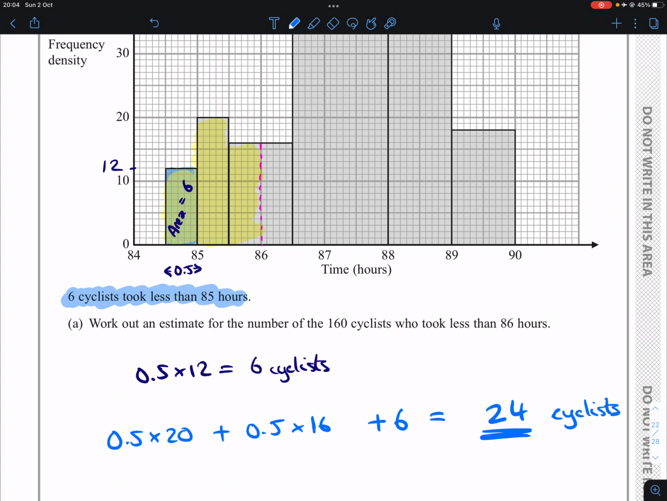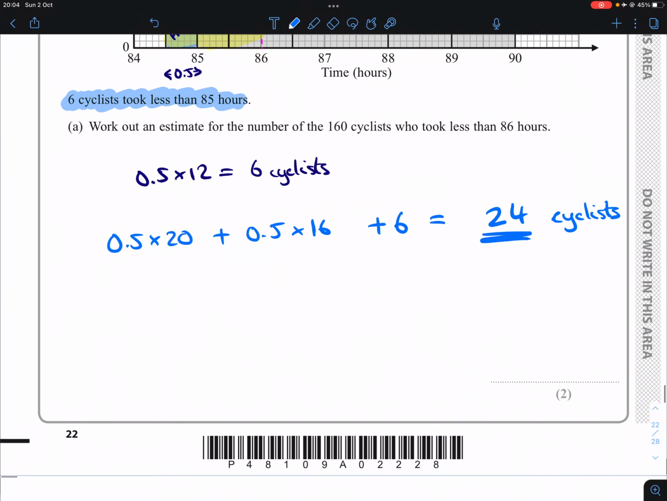The reason why it's an estimate is because technically we're assuming that half of the cyclists in this bar are to the left. But of course, this bar is between 85.5 and 86.5. So although it looks like it's evenly distributed, there's no reason to say that all of the cyclists in this bar weren't, maybe, all at 86.9 or 86.4 even. So that's why we have estimate for that question.